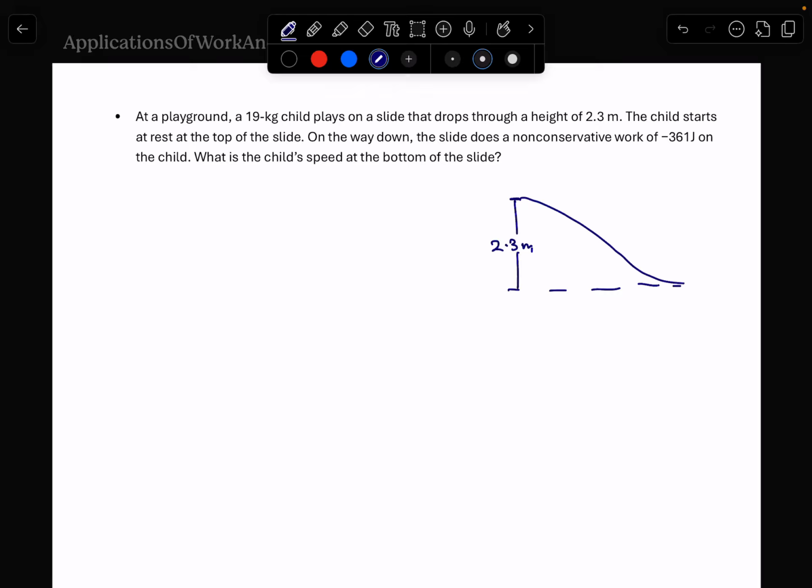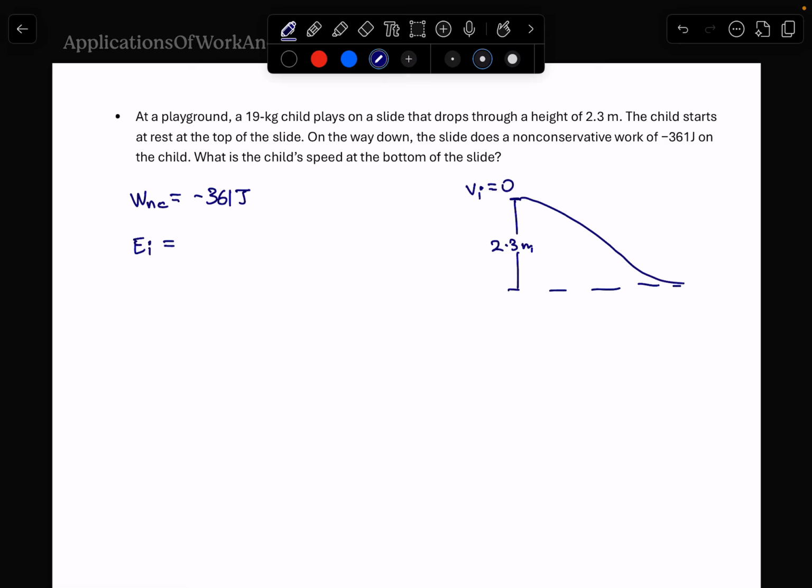The child starts at the top of the slide. The child is at rest. So this is my V initial, and that's equal to 0. On the way down, the slide does a non-conservative work of negative 361 joules on the child, right? So before we do anything, let's find the initial energy this particular child has.